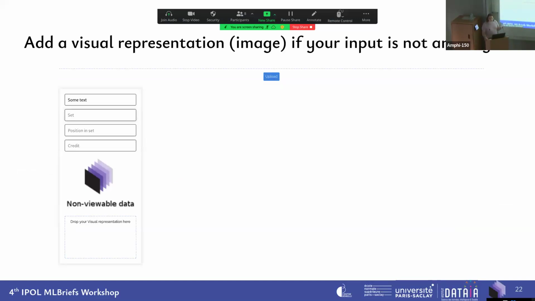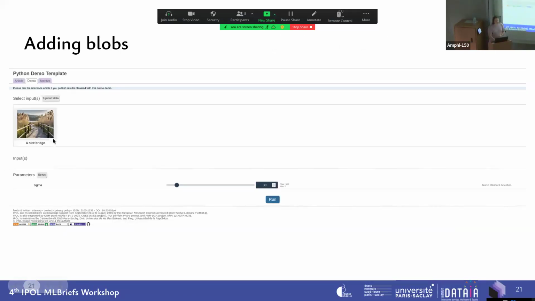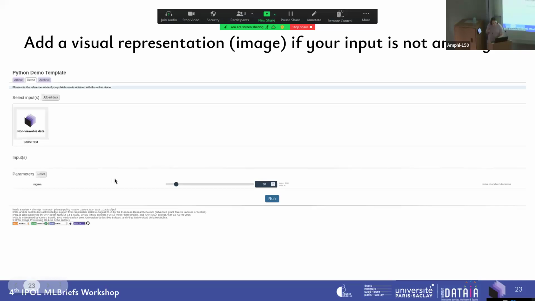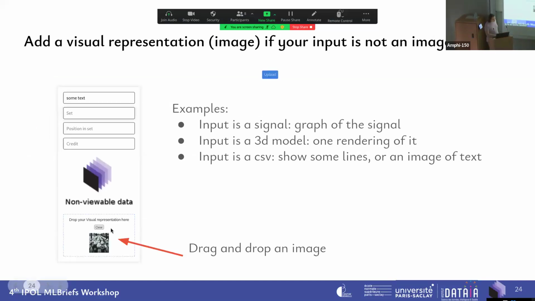This is very good for images and videos because the user can click on it. But let's suppose you do a demo that requires the user to upload some text. You cannot view text, so you will just see this, and the user will see this. This is not very practical. In most cases, then, I recommend adding a visual representation of your input.